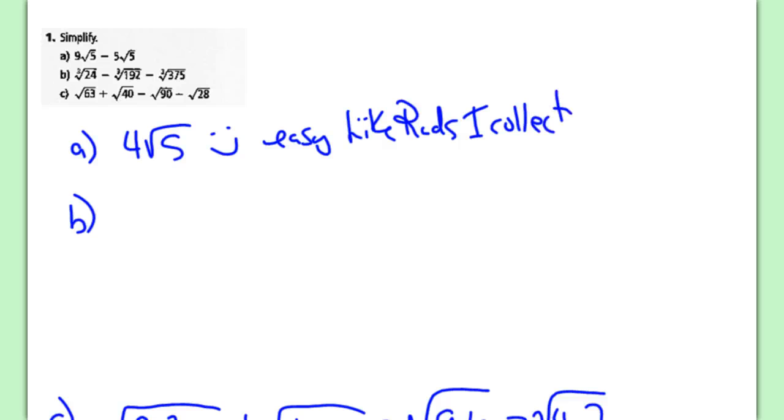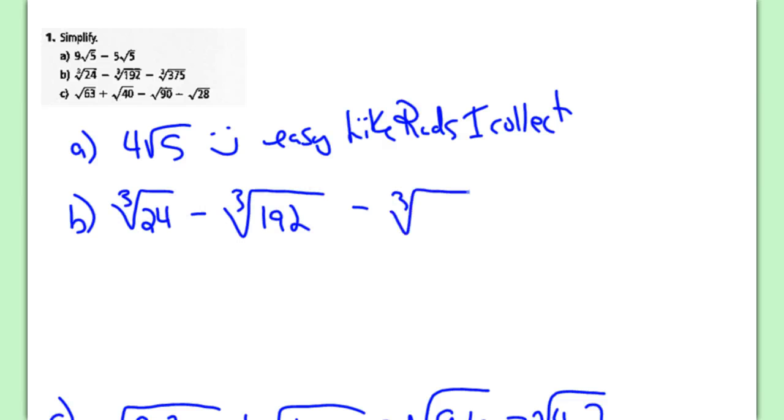Now in the next question, when you have the cube root of 24 minus the cube root of 192 minus the cube root of 375, they're all cube roots, but they're not like radicals. They don't have the same radicand. So you're going to need to simplify them.